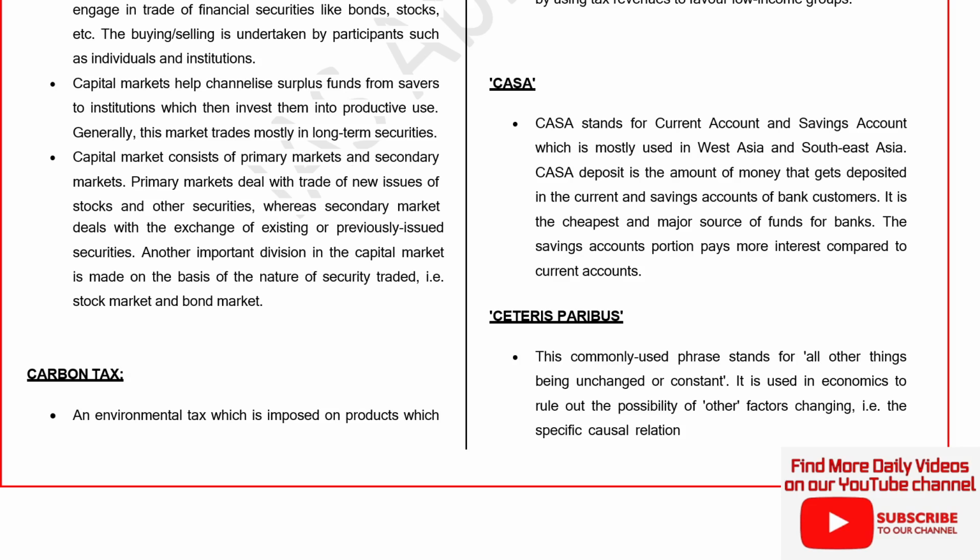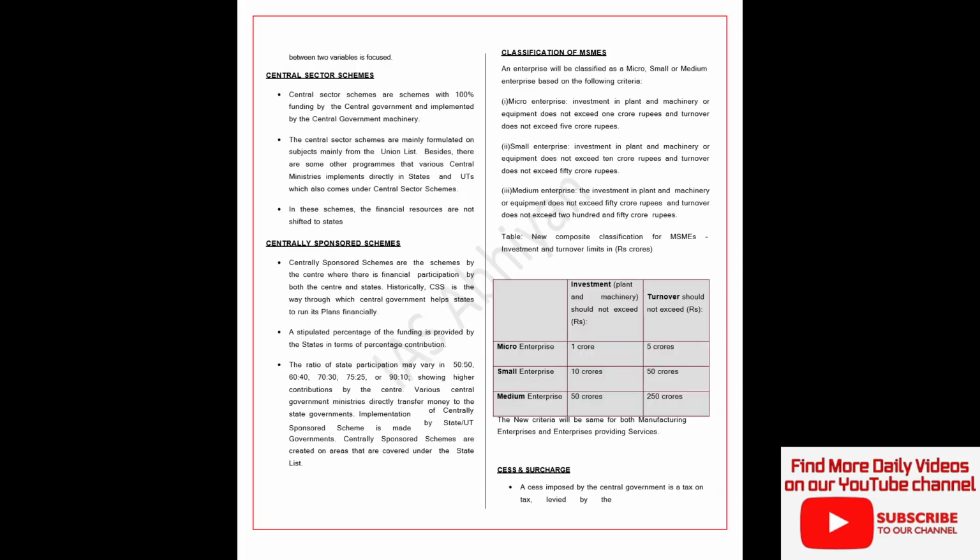Ceteris paribus. This commonly used phrase stands for all other things being unchanged or constant. It is used in economics to rule out the possibility of other factors changing, so that the causal relation between two variables is focused.